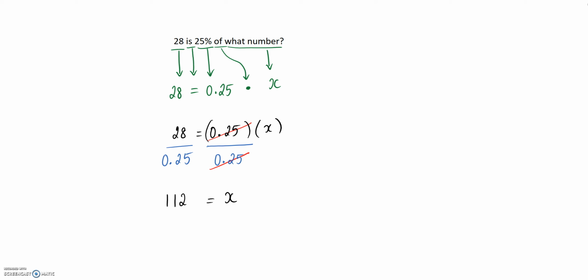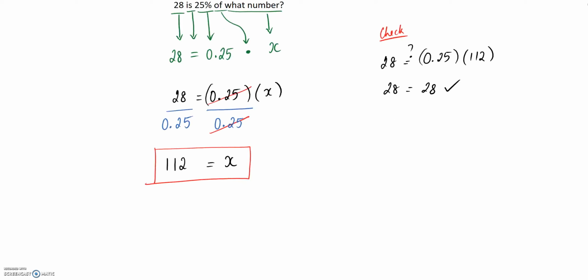Okay. You can always check your answers by plugging them into your statement. So 28 equals 0.25 times, we just got x to be 112. We need to know if this is true. So do 0.25 times 112. It comes out to be 28. So 28 equals 28 is a true statement, which means you come back and box this answer. Okay.